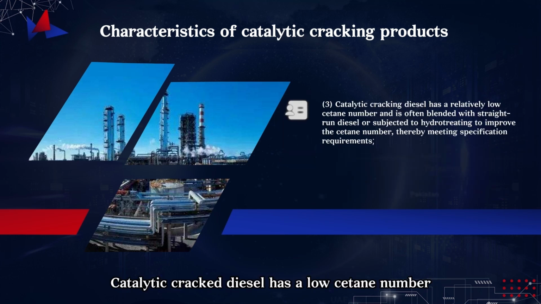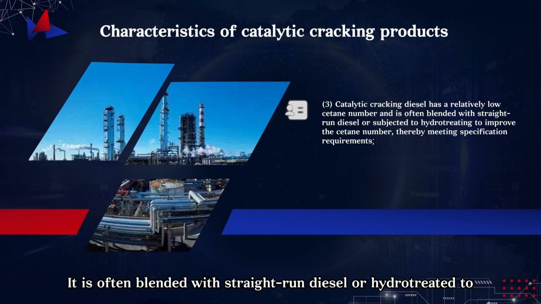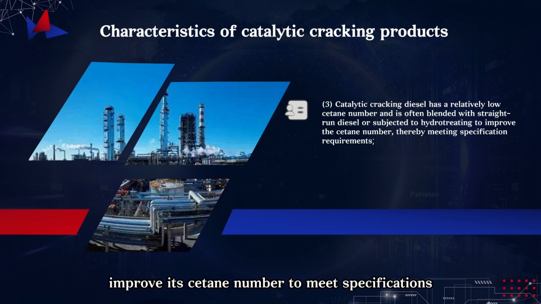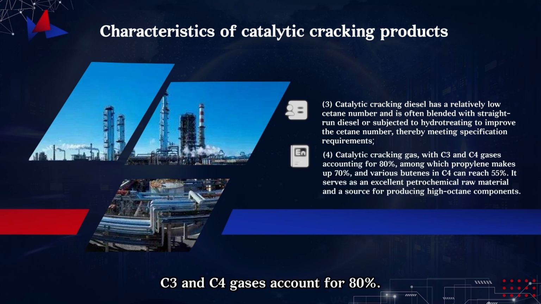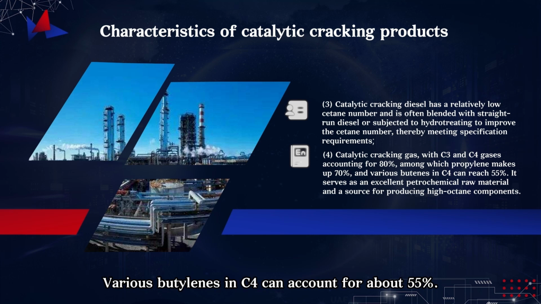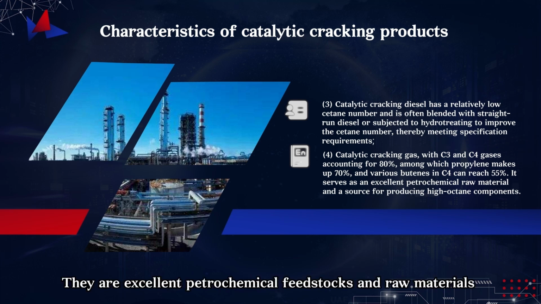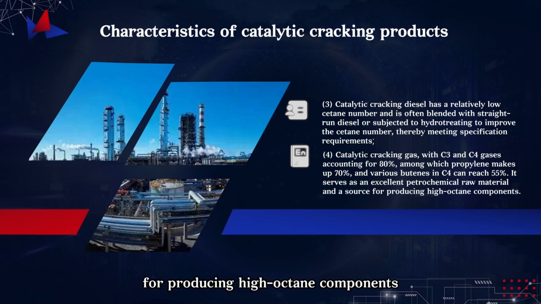3. Catalytic cracked diesel has a low cetane number. It is often blended with straight-run diesel or hydrotreated to improve its cetane number to meet specifications. 4. Catalytic cracked gas: C3 and C4 gases account for 80%. Among them, propylene accounts for 70%. Various butylenes in C4 can account for about 55%. They are excellent petrochemical feedstocks and raw materials for producing high-octane components.